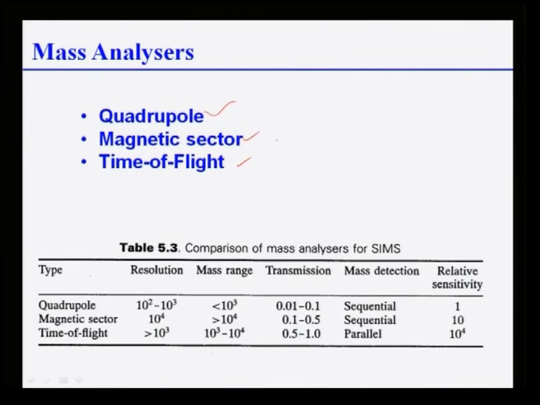If you have a quadrupole mass spectrometer, you have a resolution of 10 to the power 2, 10 to the power 3, that means 100 to 1000. The mass range which can be detected is less than 1000. Transmission is pretty low in all the cases, but it is lowest in the quadrupole. Mass detection is sequential, one by one. Sensitivity, on a scale of 10,000, it is 1.